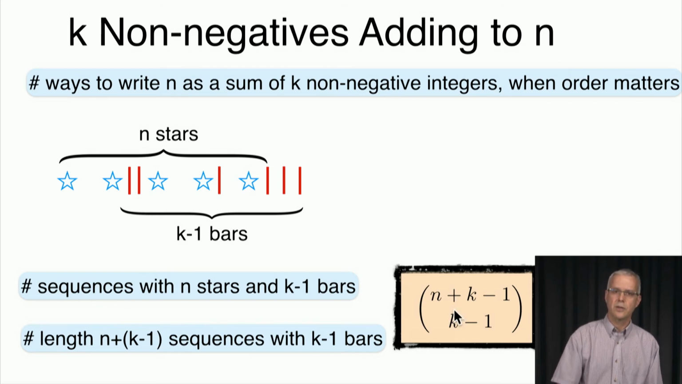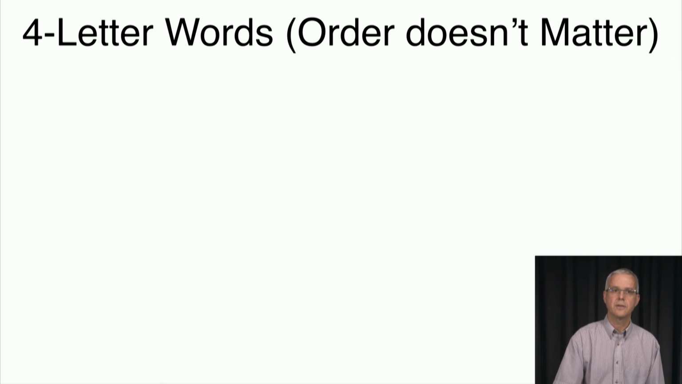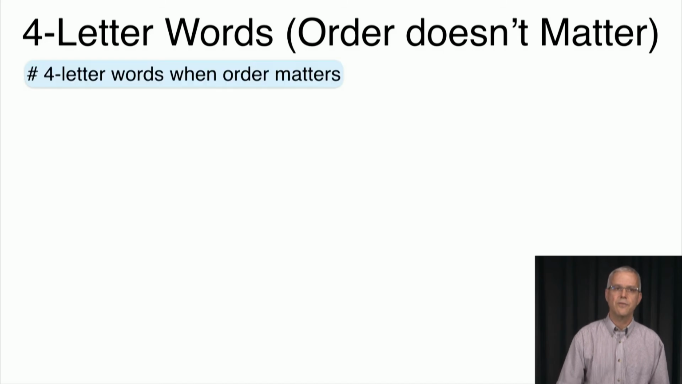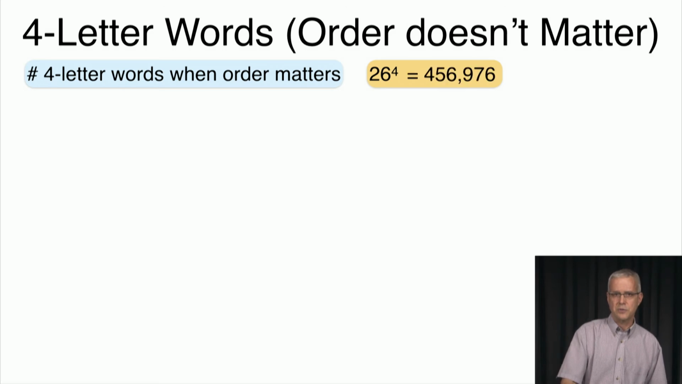Okay, so let's look at an application of this. Let's see how many 4-letter words there are, but now when the order does not matter. If the order matters, then the number of four-letter words is just 26 ways to write the first letter, 26 ways to write the second letter, and so on. We get 26 to the 4, which is almost 500,000.